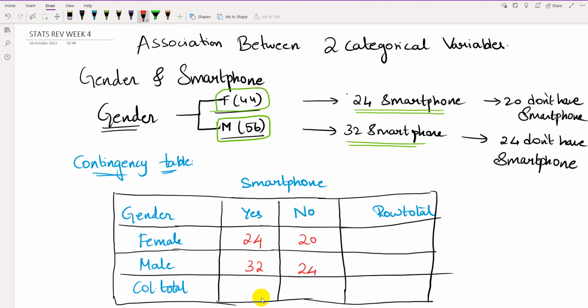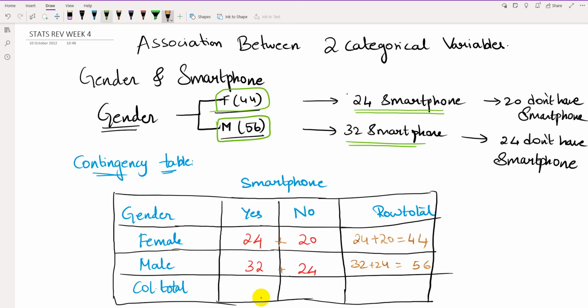So how do you calculate the row total? What do you mean by row total? We will just add up these two, the sum of the quantities in the row. So 24 plus 20 is 44. Next, 32 plus 24 is 56.